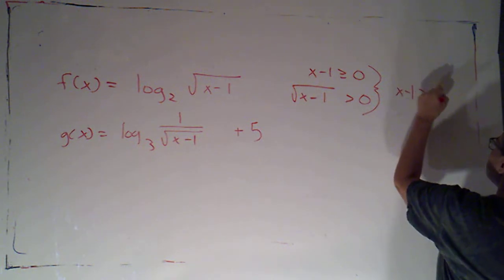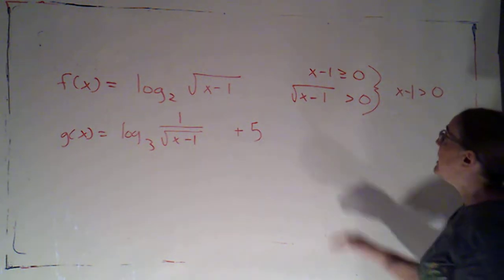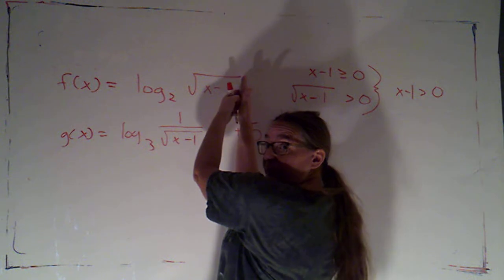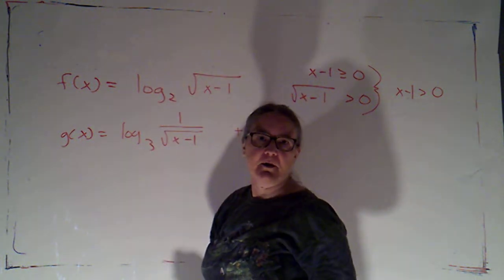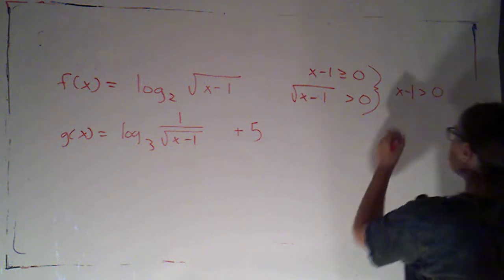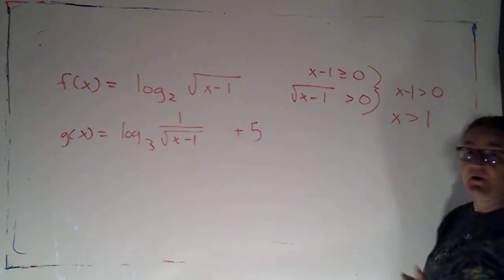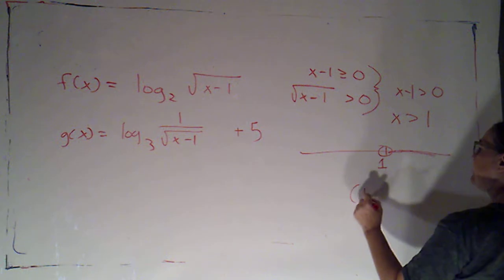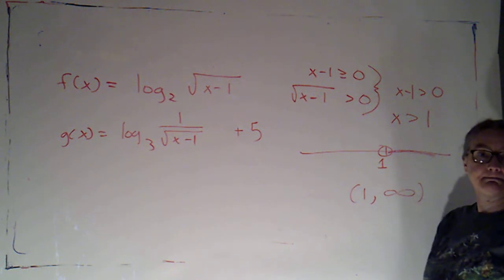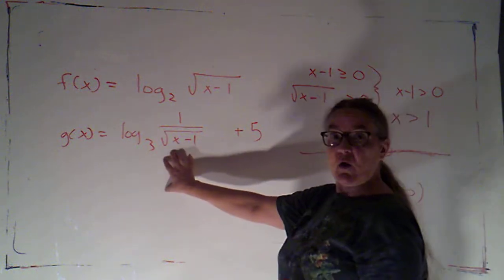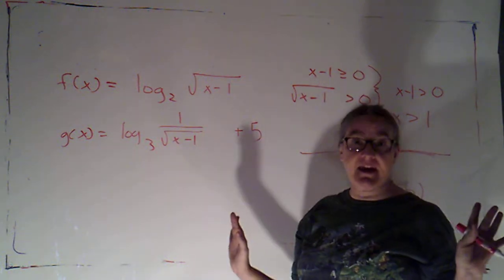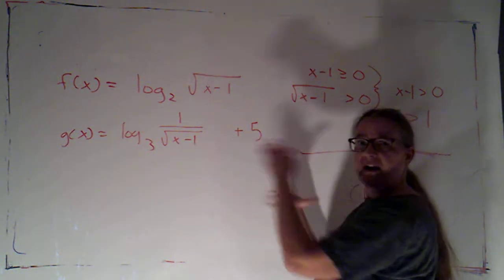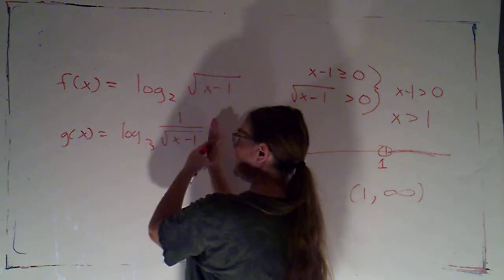I need x minus 1 to be strictly bigger than 0, because if x minus 1 were equal to 0, I'd be able to do the first step. I'd be able to take the square root, but then I wouldn't be able to plug into the log. All right, so if x minus 1 is bigger than 0, x just has to be bigger than 1. So my domain would be everything from 1 to infinity. Now for this one, adding 5 doesn't do a thing to change the domain. If we're adding 5, we're doing that after we take the log. I can add 5 to anything. I'm focusing on this part.